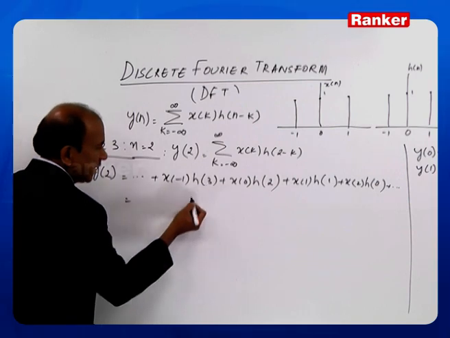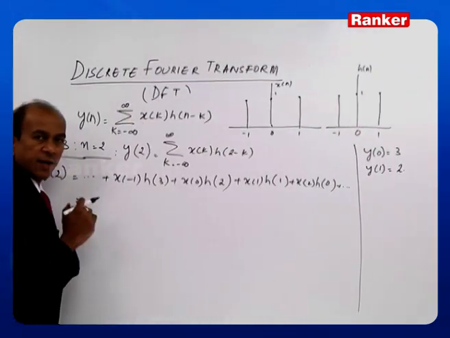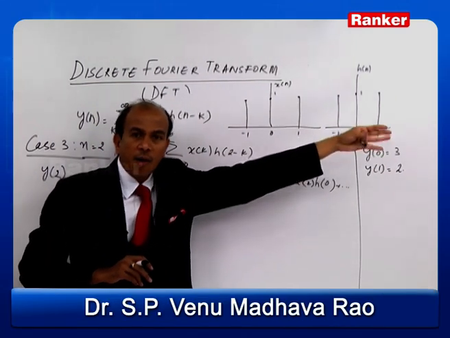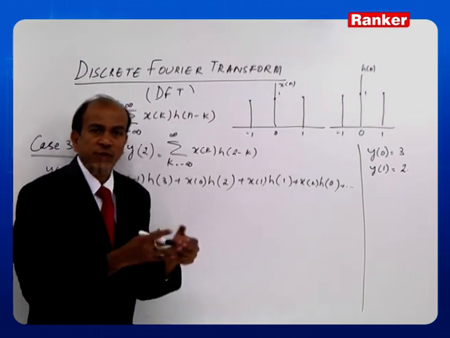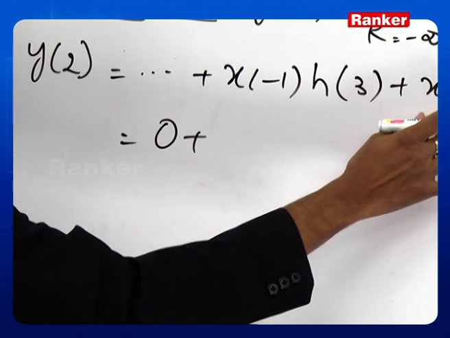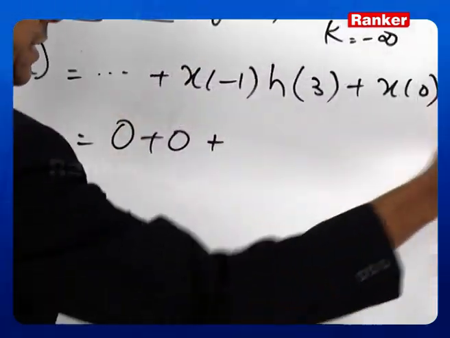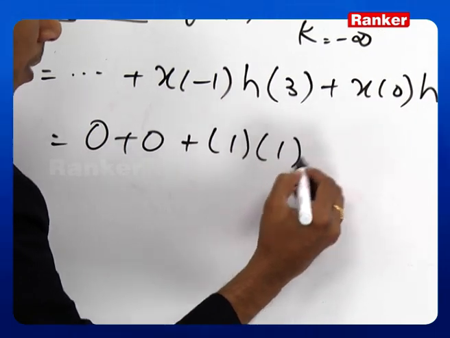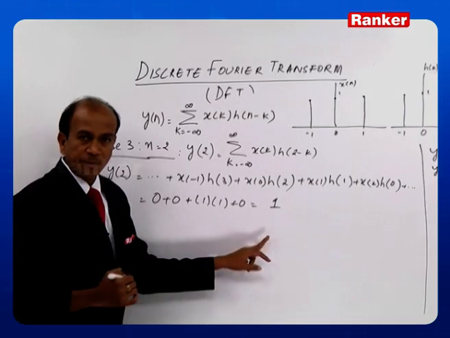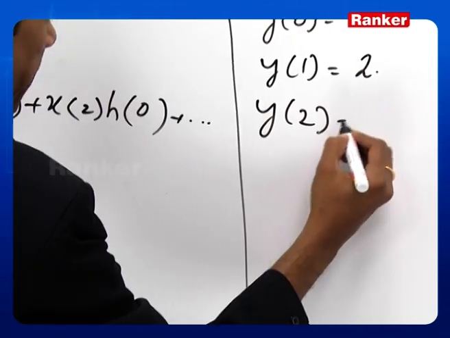Because h of 3 does not exist beyond 1 either side, this is 0. As h of n does not exist beyond 1 on the positive side, minus 1 on the negative side, h of 3 does not exist. So, what is this? This is equal to 0 for us now. Then this is also 0 because h of 2 is not there, whereas these are 1. So, that is 1 and 1, plus x of 2 does not exist. So, this is equal to 1 for us. Now, I can write this here, y of 2 for me is 1.